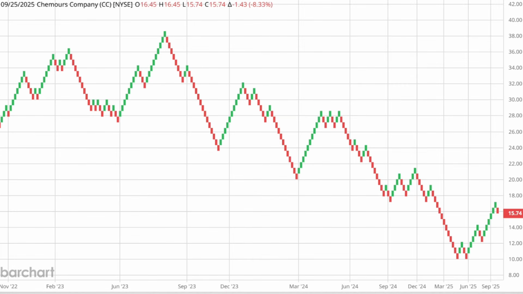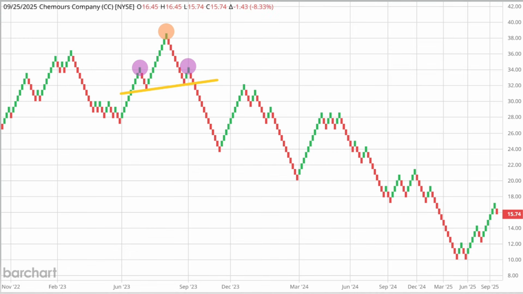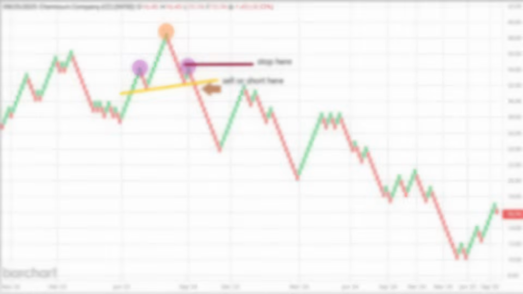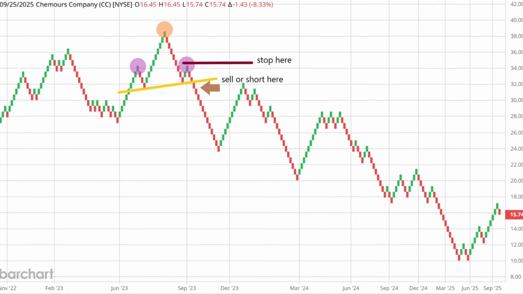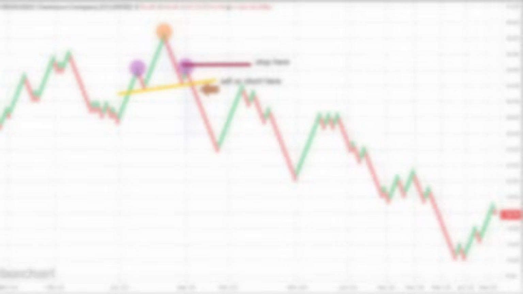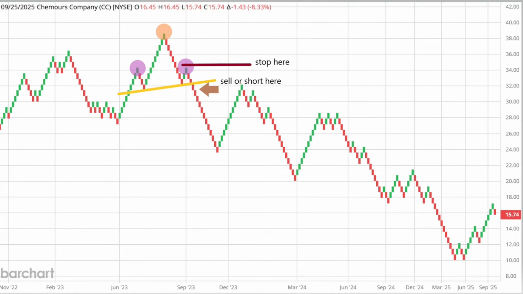Pattern 4, head and shoulders. This is a classic reversal with 3 swings, the left shoulder, the head, and the right shoulder, anchored by a neckline. Entry comes only after the neckline breaks with a confirmed brick. Stops belong just beyond the right shoulder. Targets measure the distance from the head to the neckline and project it downward, or upward if you're trading the inverse head and shoulders. Avoid entering before a clean neckline break, especially if the neckline is sloping.